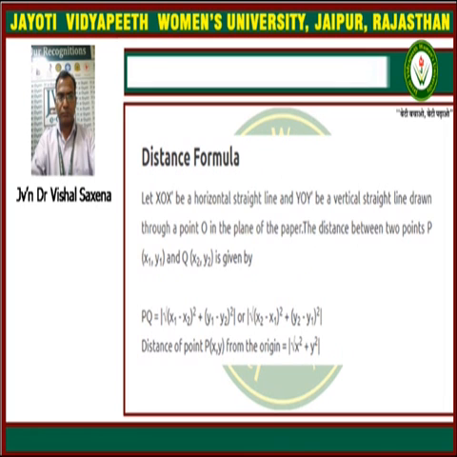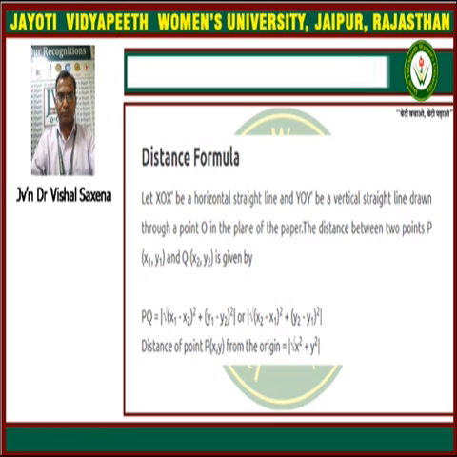Let XOX' be a horizontal straight line and YOY' be a vertical straight line drawn through a point O in the plane of the paper. The distance between 2 points P(x1, y1) and Q(x2, y2) is given by PQ equal to under root of (x1 minus x2) whole square plus (y1 minus y2) whole square, in absolute value or determinant.